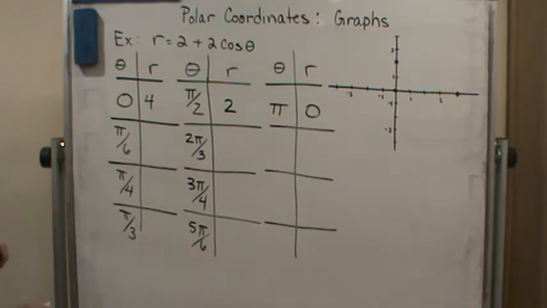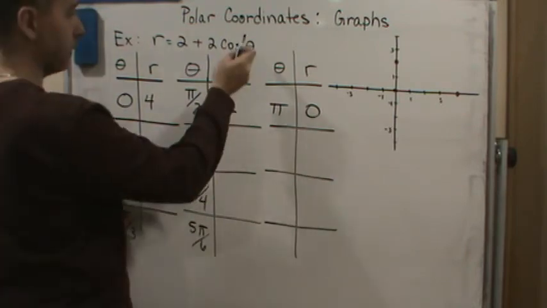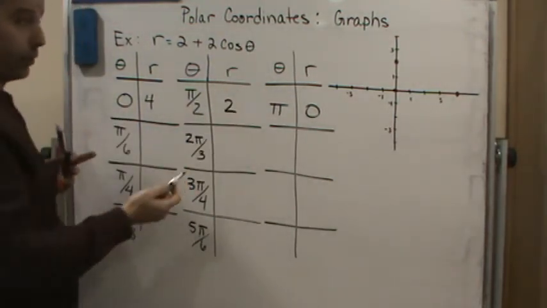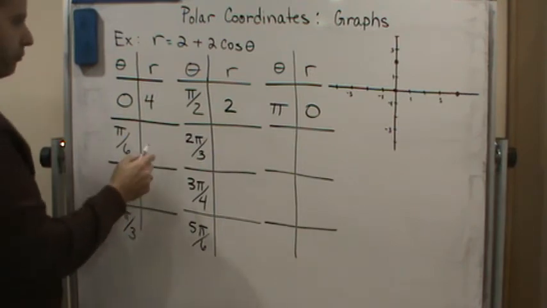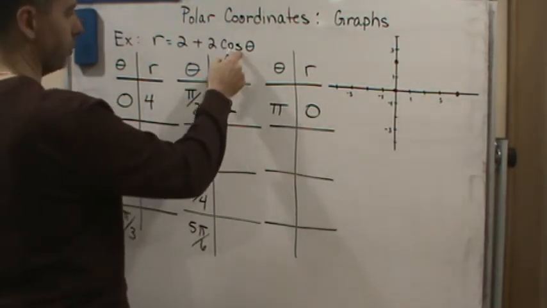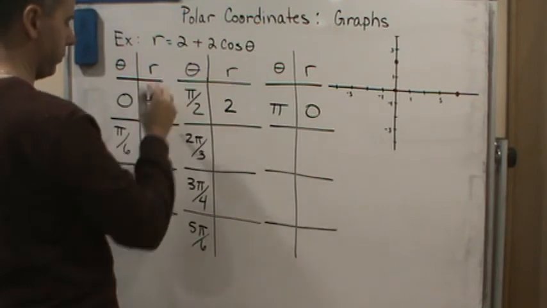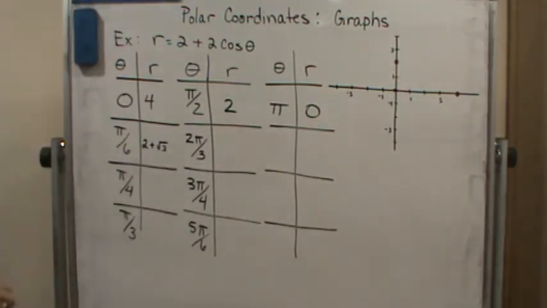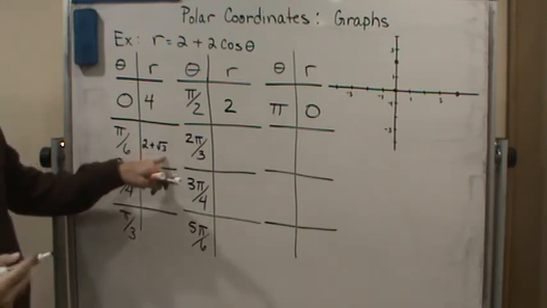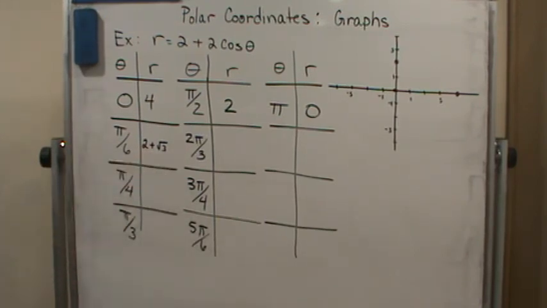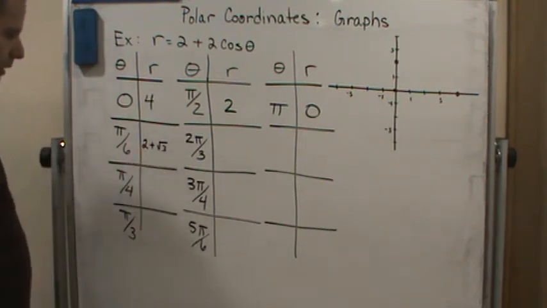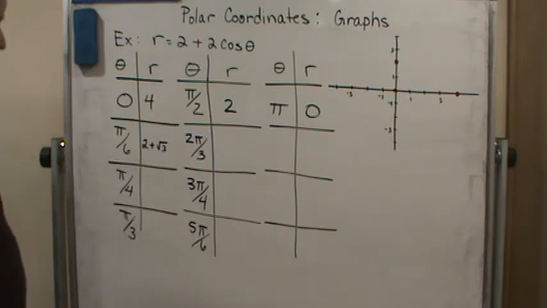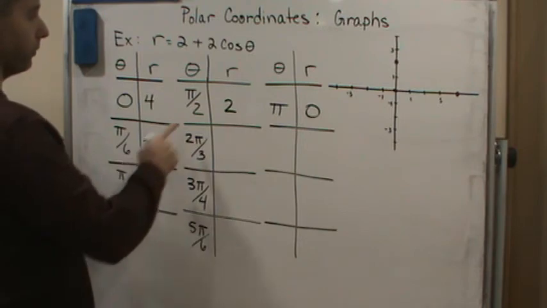Okay, so now, pi over 6. Cosine of pi over 6 is square root of 3 over 2. Okay, so it's square root of 3 over 2 times 2, so this is going to be the square root of 3. So this is going to be 2 plus the square root of 3. Okay, so remember, square root of 3 is approximately 1.73. So just to give you an idea of where we're at. So this is about 3.73. So it's less than 4. So we're going down.